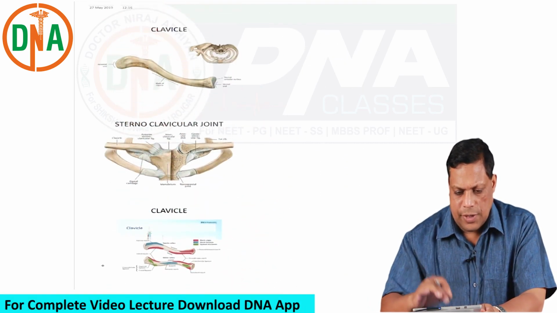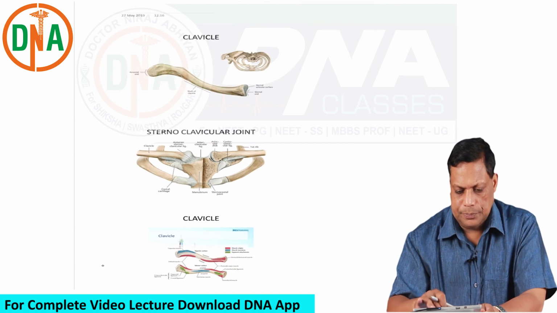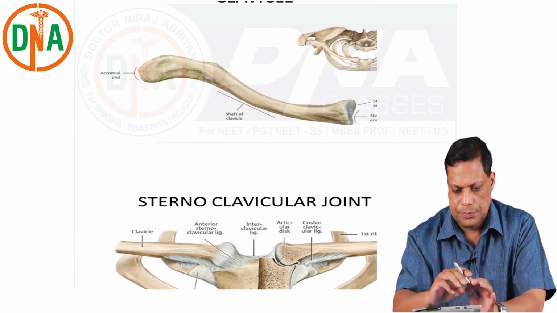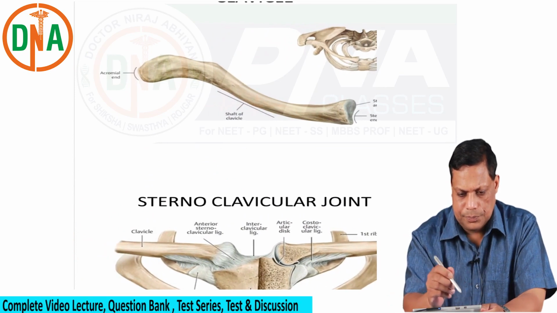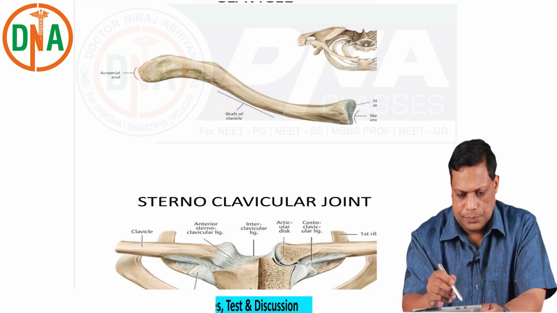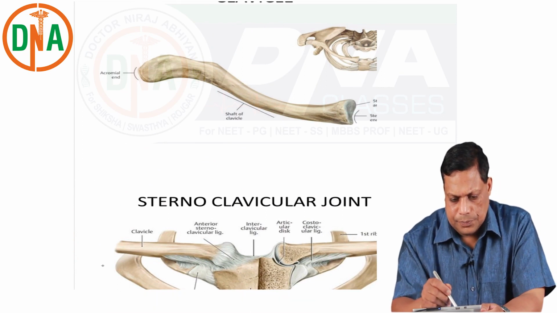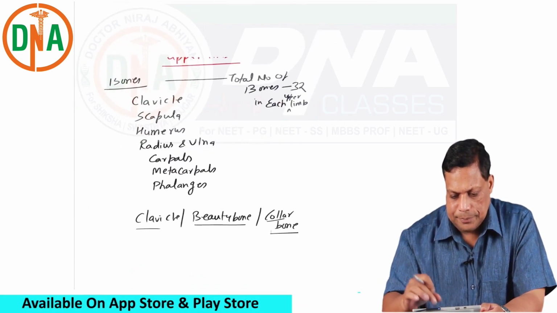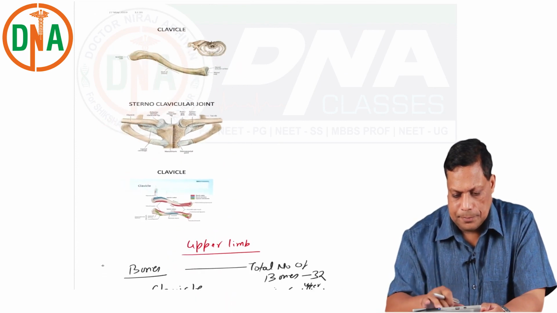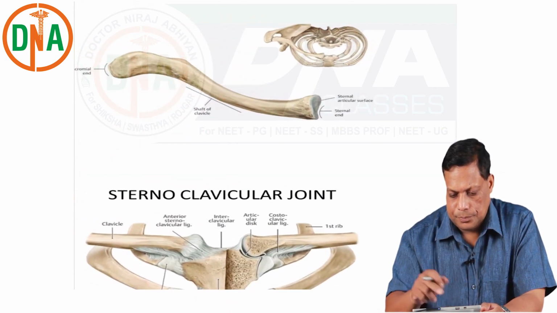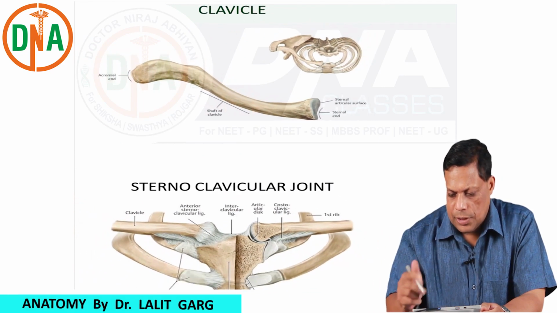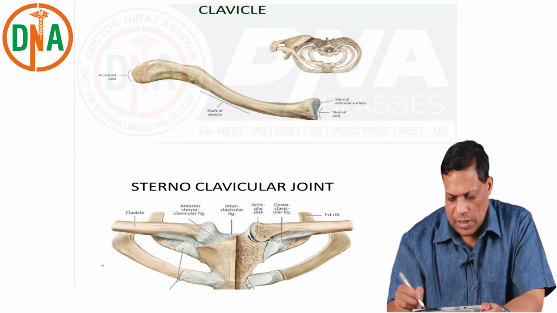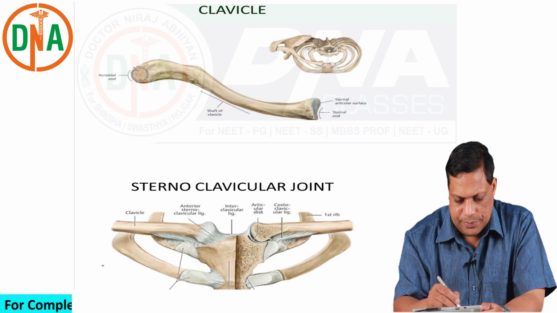See the picture of the clavicle bone. This is the clavicle. This clavicle bone has two ends. This end is the medial end. See, this is the medial end. And this end is the lateral end.